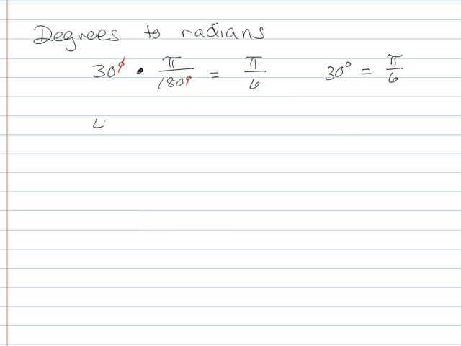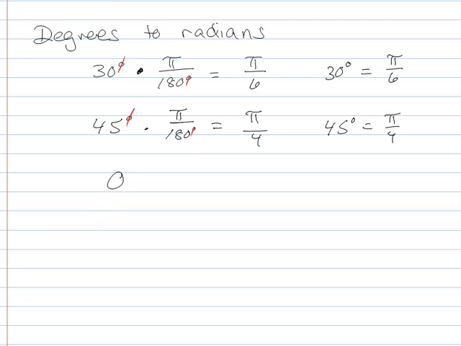So if I've got 45 degrees, if I want to convert it, I multiply times pi over 180. The degrees cancel out, and I end up with basically pi over 4. So 45 degrees is pi over 4.